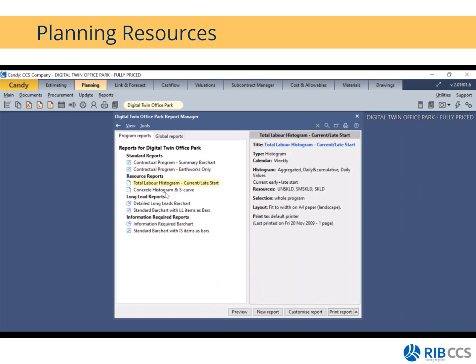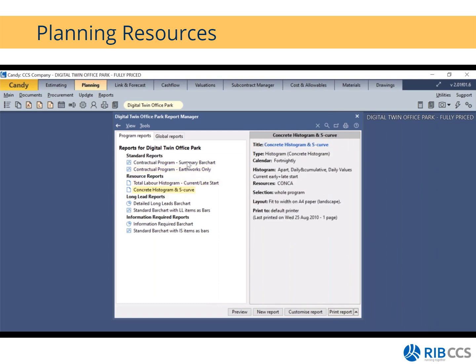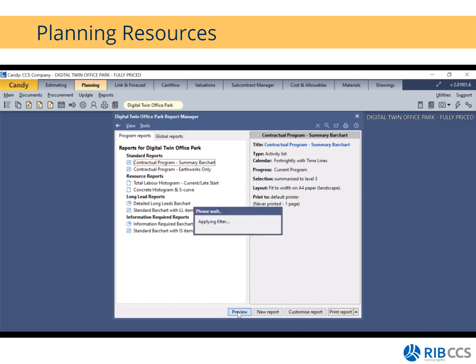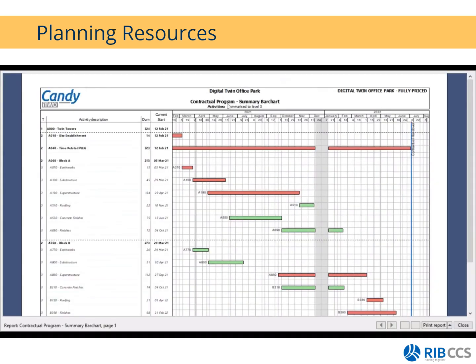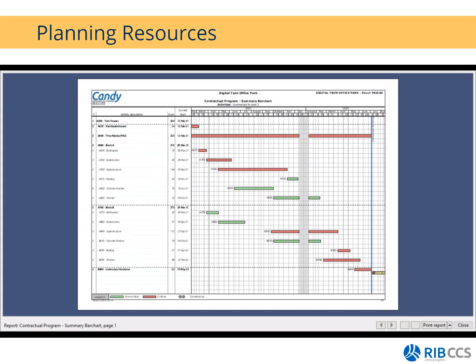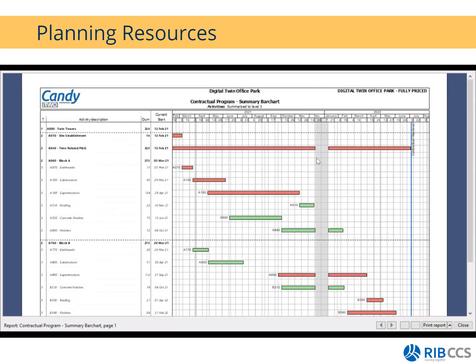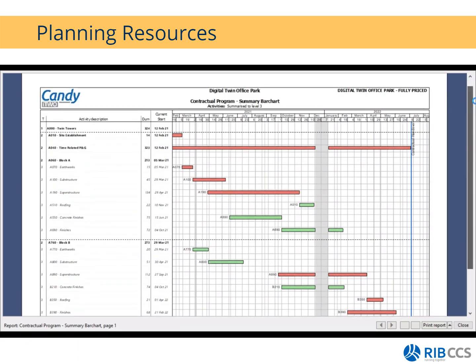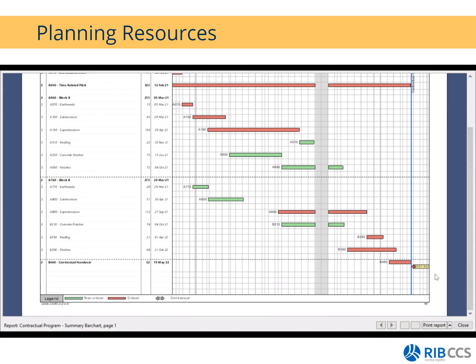Then we have our total labor histogram and our concrete histogram. Let's start off with the summary bar chart. I've already customized it, and you'll see on the very top that I've summarized this program to a level 3. This is just a very high-level program for you to identify when certain activities are happening, so that it also allows you to plan accordingly in terms of your foreman and your laborers or resources that you will require on site. This is just what it looks like, very high level, with our end date indicated on the right-hand side of the screen.